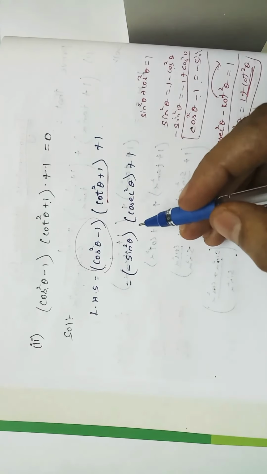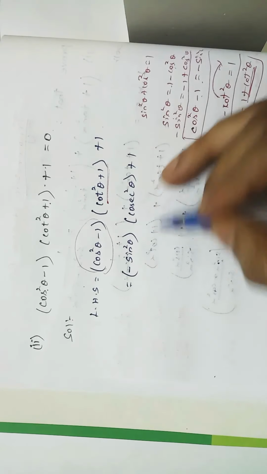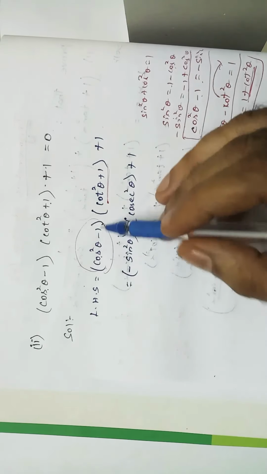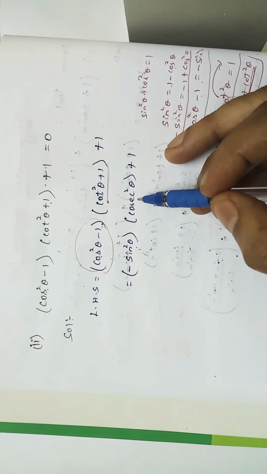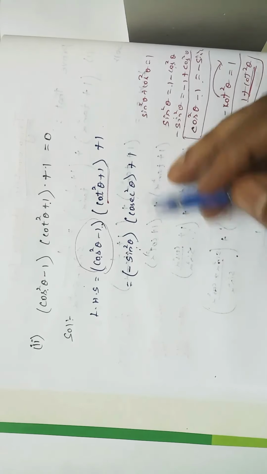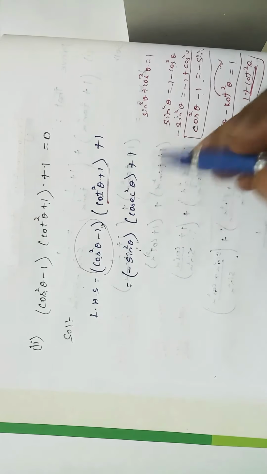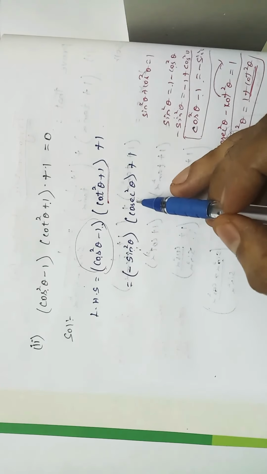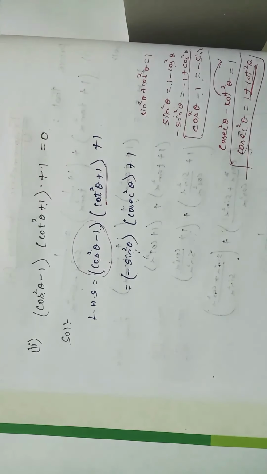Then is it possible to simplify? I have converted two terms into a single term, cosec square theta plus 1. Still, is it possible to simplify? You have to analyze how we are going to simplify. See, sin square theta, cosec theta. Cosec theta we can convert in terms of sin theta.